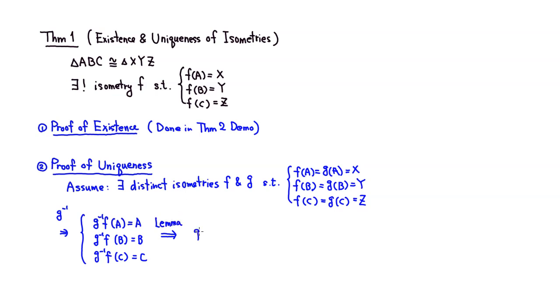So we know that G inverse of F is an identity map. Then we can apply G to both sides, and we know that F is equal to G, which is a contradiction because we said that these are distinct. Therefore, there can be only one isometry with that condition, mapping A to X, B to Y, and C to Z. Right, so that's it. I hope that this was clear.